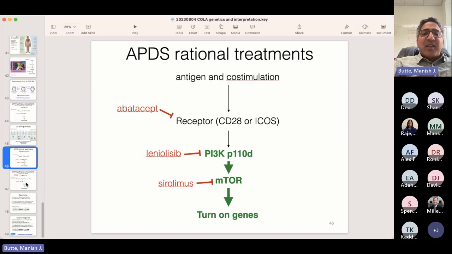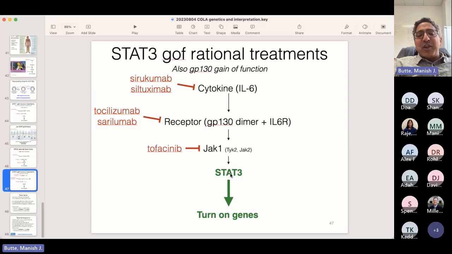Another genetic disease, STAT3 gain of function: we don't have a treatment to block STAT3, but we can block upstream of it. The kinase can be blocked by tofacitinib. The receptors that turn on STAT3, including STAT6, can be blocked by tocilizumab, which blocks the IL-6 receptor. Or you may block the cytokine itself by using IL-6 blocking agents.